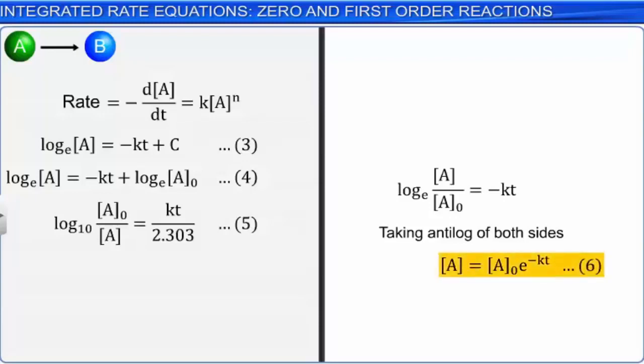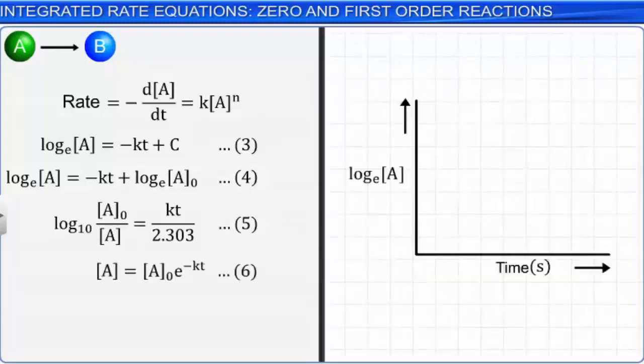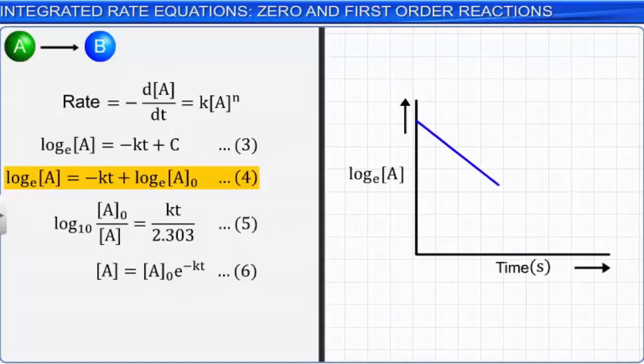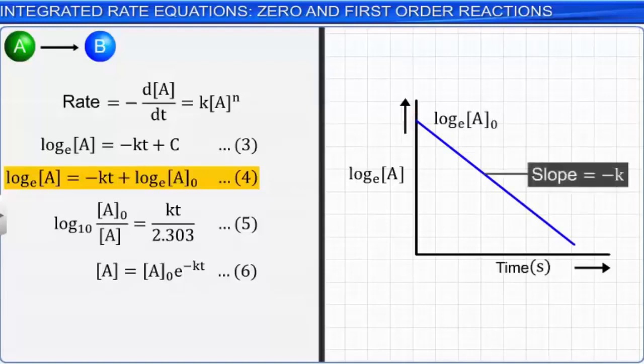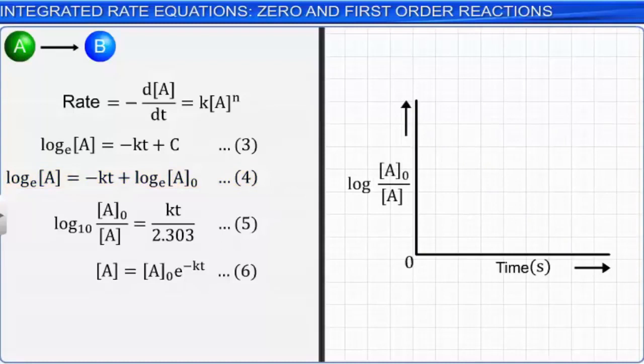If we plot equation 4 on graph, then we get a straight line with the y-intercept as ln of initial concentration A0 and slope as -k. If we plot equation 5 on a graph, we get the graph as shown here.